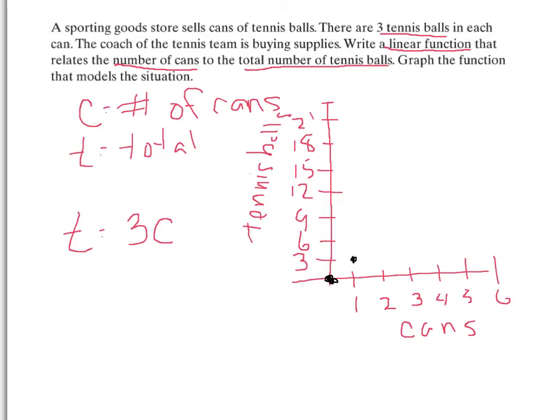Or another way to look at that is for every 1 can, there are 3 tennis balls. So for 2 cans, we would have 6. For 3 cans, 9, and so on and so forth. And in this case, you can't have half a can, so you're not going to connect these dots. So again, this is a discrete equation.